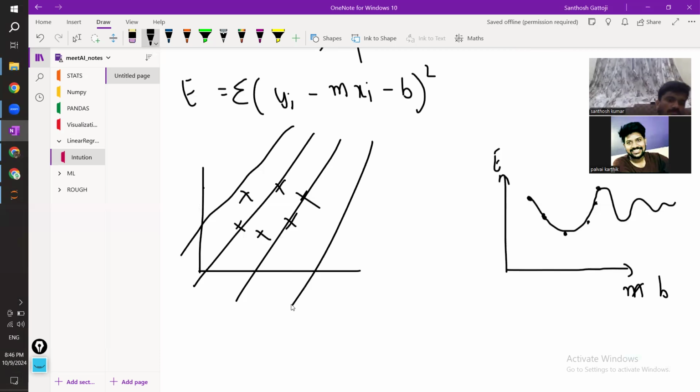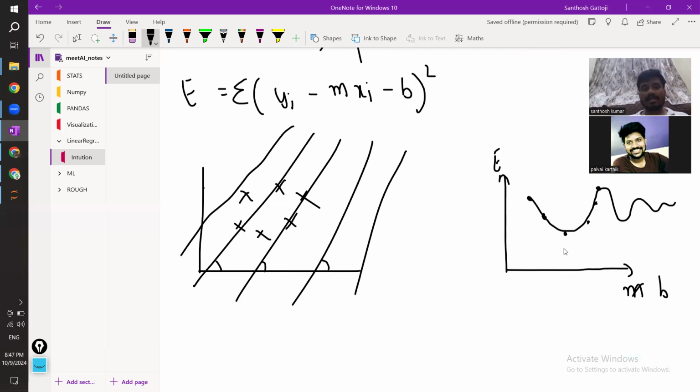See all these parallel lines will have equal slopes. That is a rule. Parallel lines will have equal slopes. That means this one, this one, this one, all of these will have the same slopes. So here also, initially for this line the error might be more, and slowly if it is coming closer, the error will decrease. And again, if you're going far away, the error might increase.